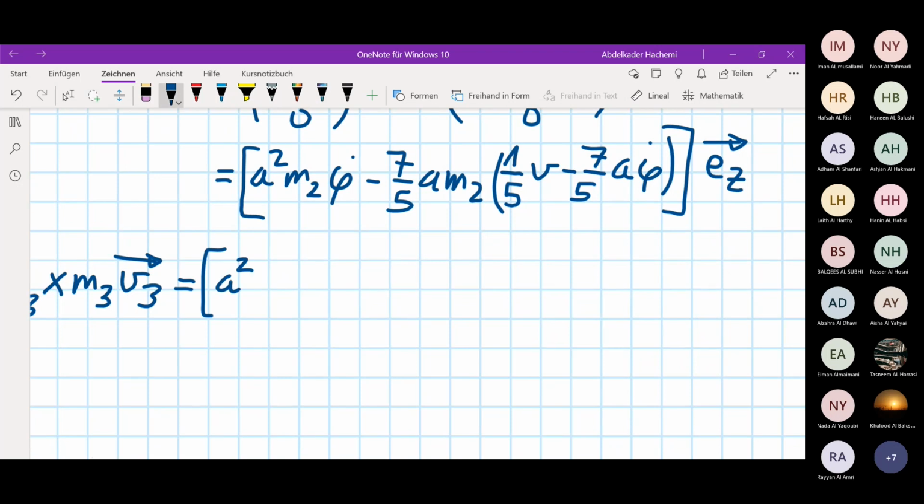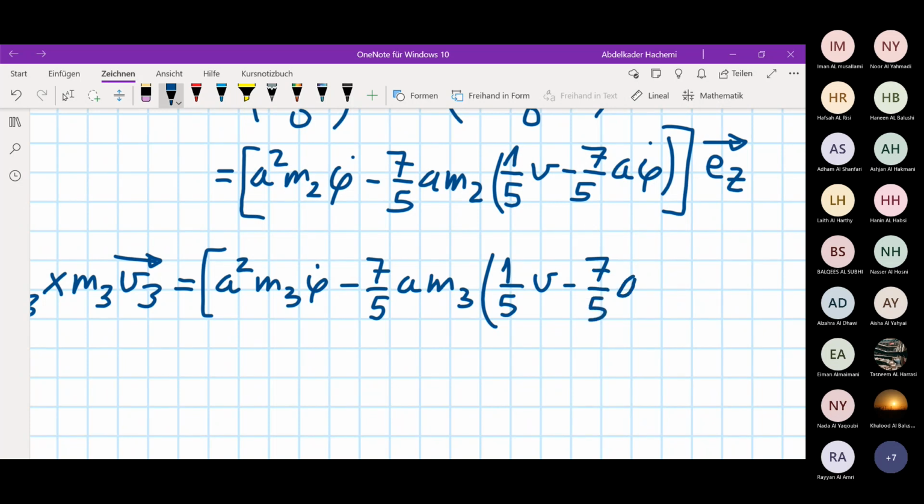A square M3 phi dot minus 7 divided by 5 A M3 multiplied by 1 divided by 5 V minus 7 divided by 5 A phi dot. And this is given also in Z direction.